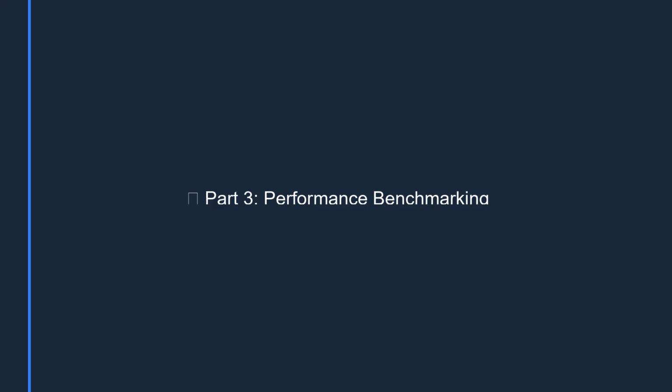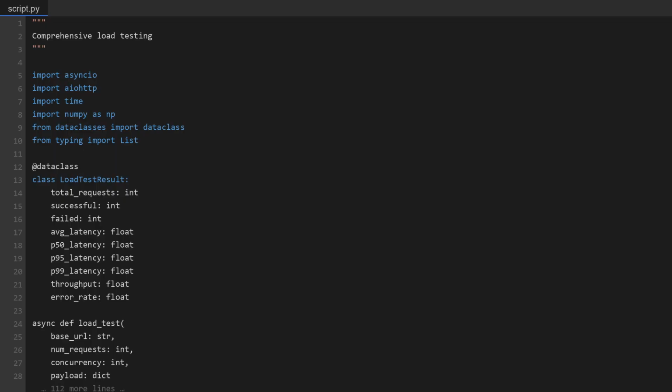Part 3. Performance benchmarking. Optimization claims are only as good as the benchmarks that validate them. This load testing script uses asyncio and aiohttp to fire concurrent HTTP requests at your API and measure how it actually behaves under pressure, not in theory, but under real load.